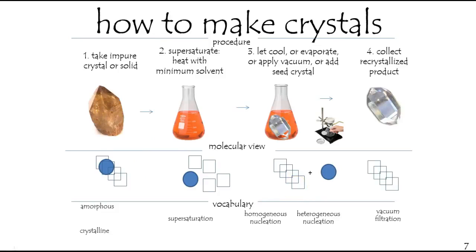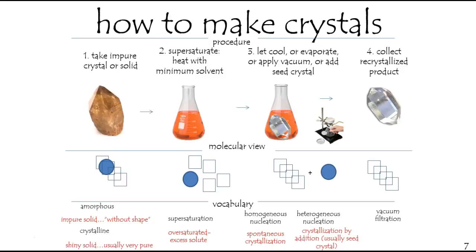Some terms. An amorphous substance, we're down here now, is something that's impure, has no real shape, translated as without shape. If it's crystalline, you've got a shiny solid, oftentimes very pure. To supersaturate is to oversaturate, meaning you have an excess of solute present. If you just let that thing cool, it can nucleate homogeneously, which means spontaneously by not adding anything. If you add a seed crystal, that would be heterogeneous nucleation, and you collect your material by vacuum filtration, which is rapid filtering using a vacuum.